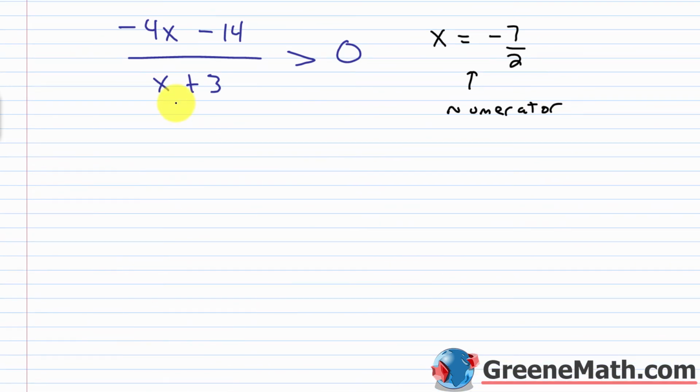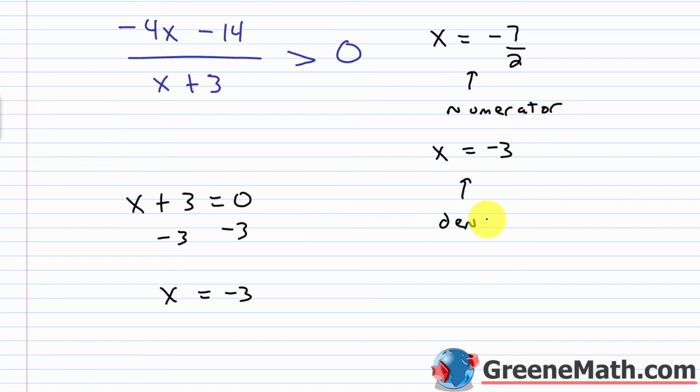So the other endpoint is going to come from setting x plus 3 equal to 0. In this case, I could just subtract 3 away from each side of the equation. I get x equals negative 3. So x equals negative 3. This comes from the denominator.